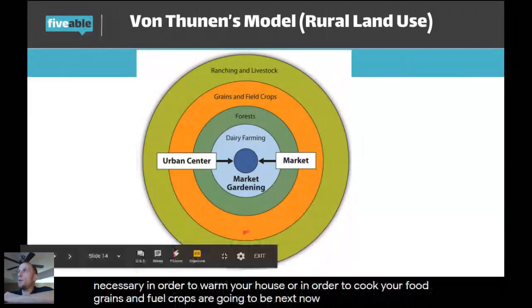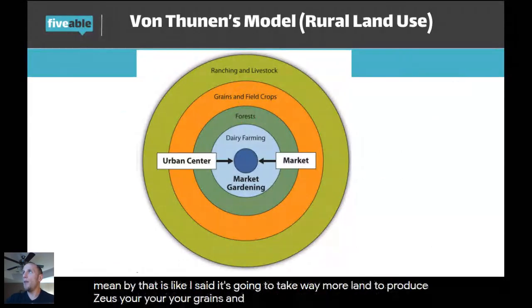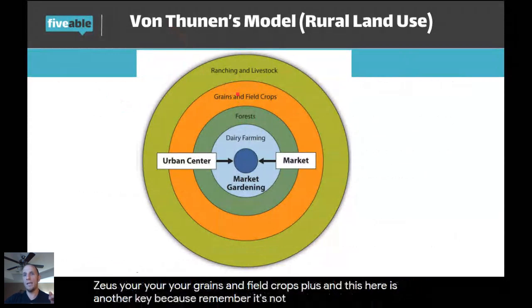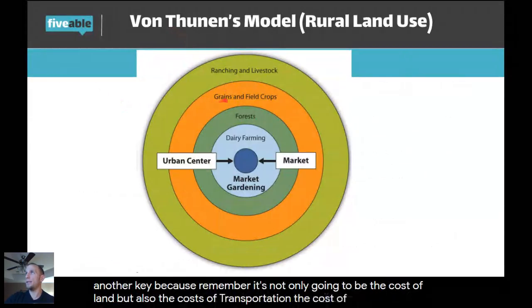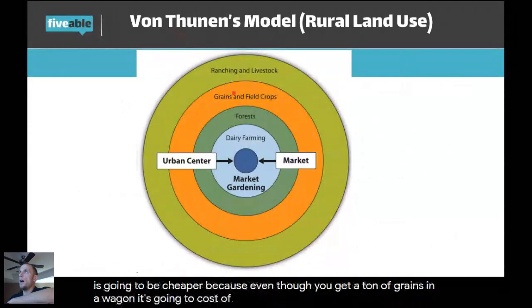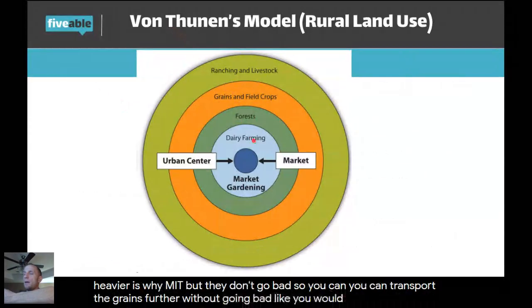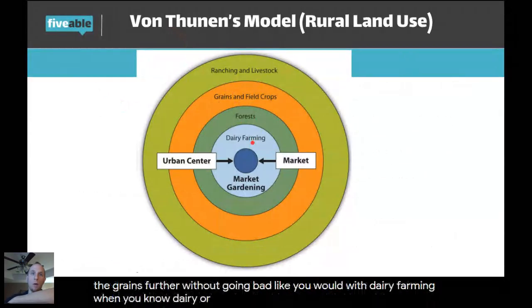Now, what we're getting into here is this extensive agriculture. All right. So what I mean by that is, like I said, it's going to take way more land to produce your grains and fuel crops. Plus, and here is another key, because remember, it's not only going to be the cost of land, but also the cost of transportation. The cost of transporting this is going to be cheaper because even though you get a ton of grains in a wagon, it's going to be heavier, is what I meant. But they don't go bad. So you can transport the grains further without it going bad, like you would with dairy farming, when dairy or fresh gardening or things like that will go bad fast.